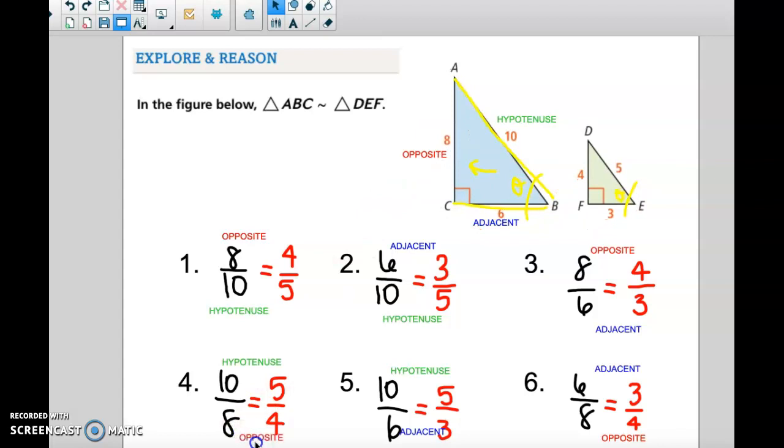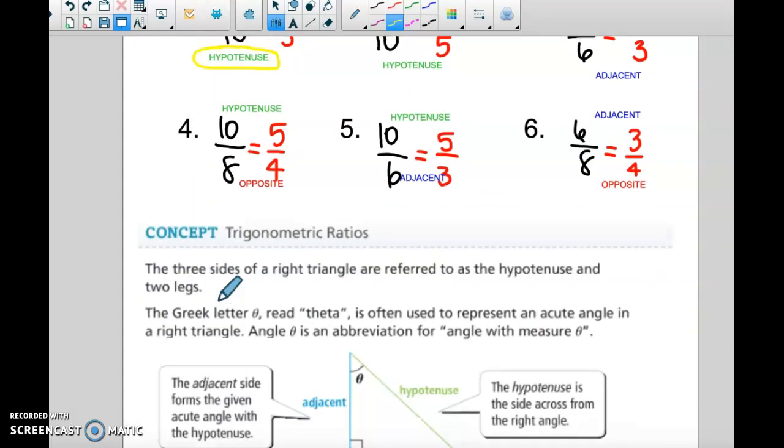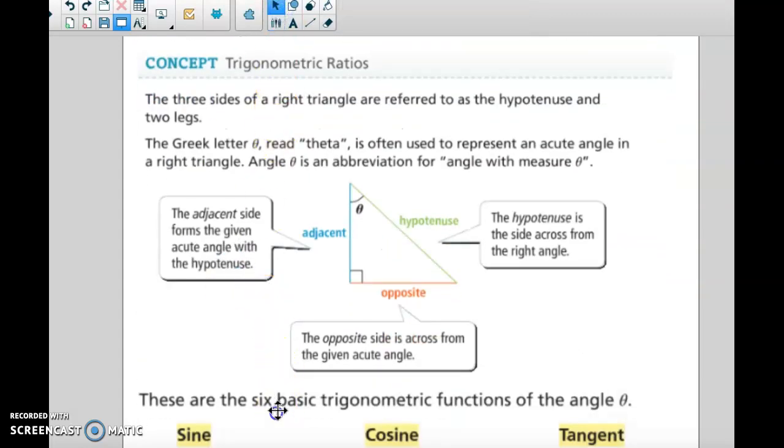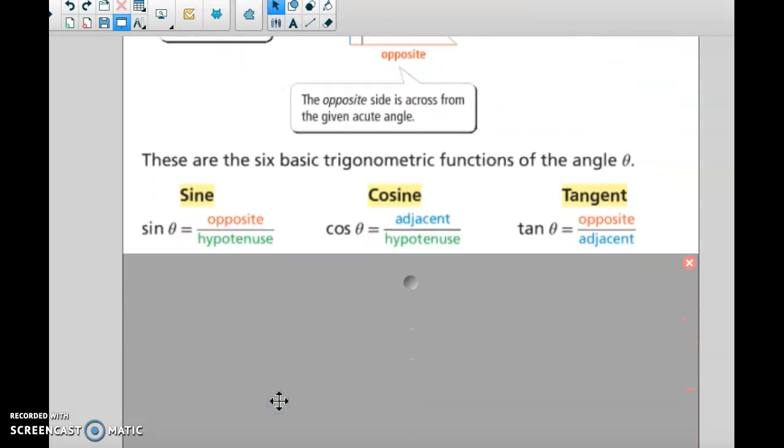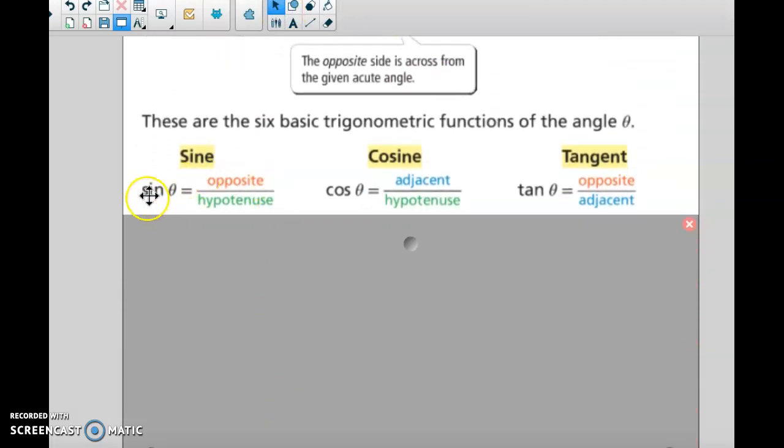Okay, so now there's a name for this ratio. Here's our trig. There's a name for the opposite side over the hypotenuse side, because that's a mouthful. So I said the ratio of the opposite side over the hypotenuse side every single time. So what that is is the sine trig function. Okay, so here are 3 trig functions.